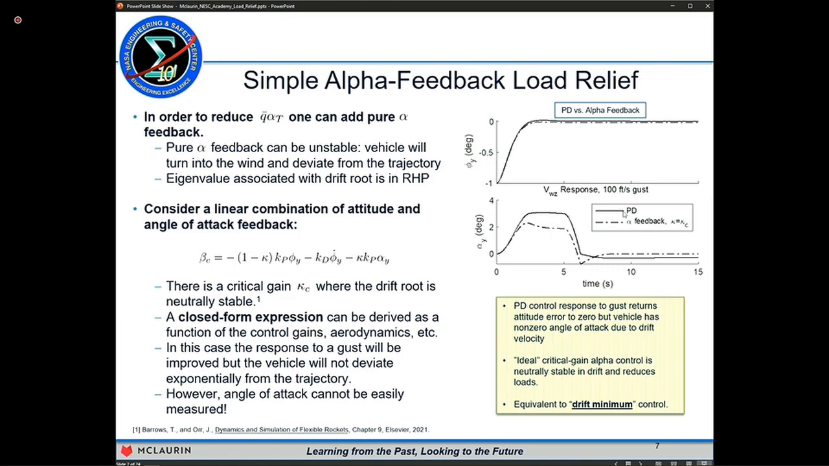So this is just a representative Ares-like vehicle. It's a made-up vehicle. 100 foot per second gust, which is equivalent to about a 3-degree transient alpha, and with PD, of course, the vehicle picks up some velocity. But you can see with the alpha feedback that you get essentially a 1/3, or 25 to 40%, reduction in the transient alpha, which of course translates into reduced loads. But what do we do about measuring alpha?